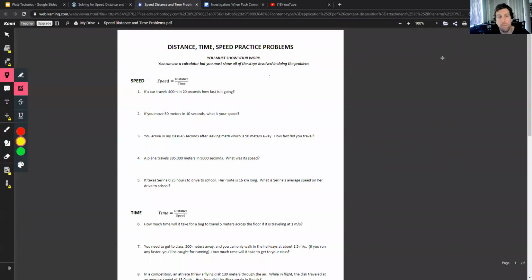Hello guys. Today I want to go over how you can solve distance, time, and speed problems. So already we have done problems, or we've looked at problems where we're solving for the speed of an object. You might remember this formula: speed equals distance divided by time. But today we're going to use two other formulas. We can also solve for the time and the distance with these formulas.